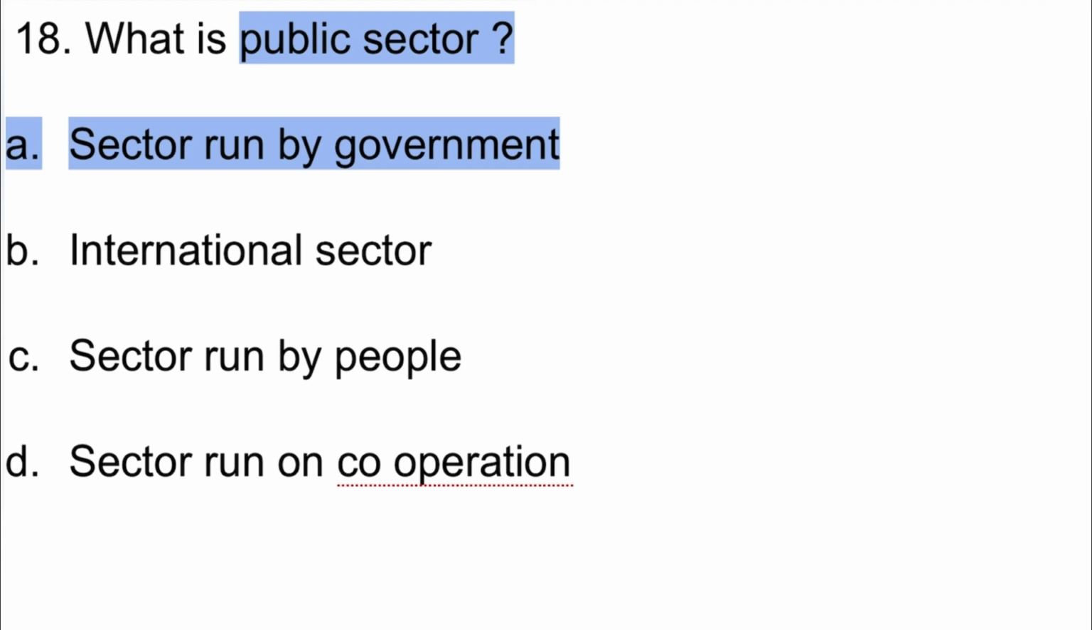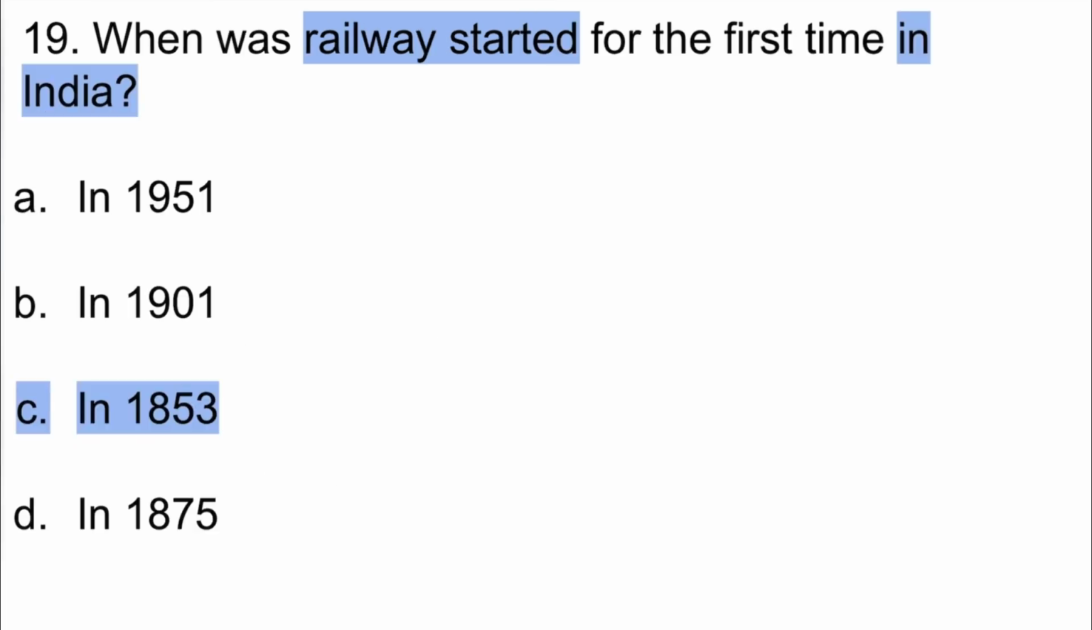18th, what is public sector? Sector run by government. Option A is the correct one. 19th, when was railway started for the first time in India? Students, railway was started in the year 1853, so option C is the correct one.